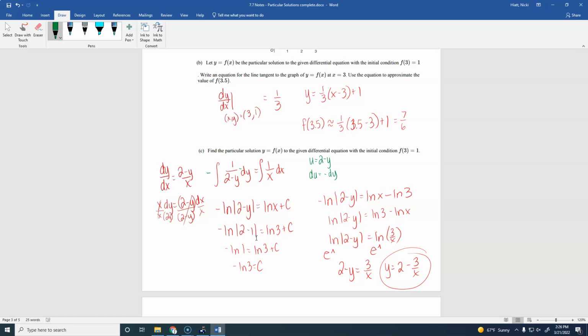And so I went ahead and plugged in the number here. It's up to you which way you want to do it. But I plugged in my 1 and 3 for my x and y, because we know f of 3 equals 1. Natural log of 1 is 0. So this just goes away right here. And you're going to subtract that natural log of 3 to move it over to the other side. So you end up with the negative natural log of 3 being your c.